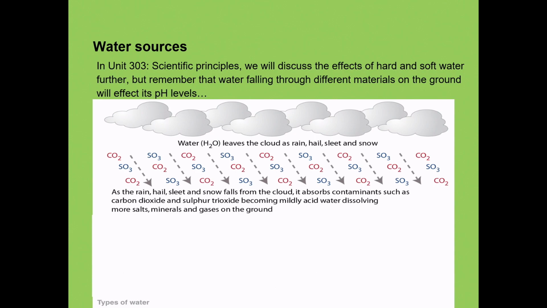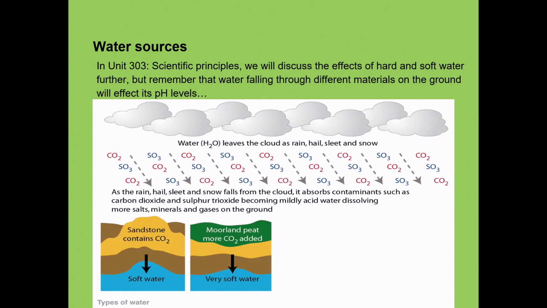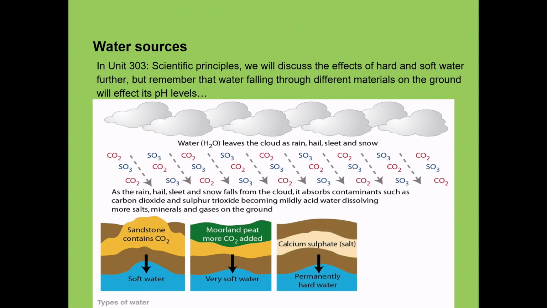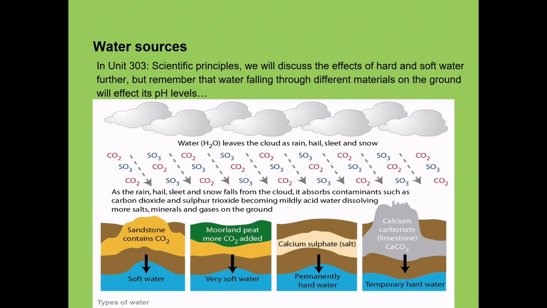Right, as I said before, in Unit 3.3, Scientific Principles, we've already discussed the effects of hard water and soft water further, but remember that water falls through different materials of the ground, which will affect its pH. So sandstone will produce soft water, moorland peat will produce very soft water. Now, the reason we have to know about these again is to make sure that we've got the right pipework for the right substance. So if they go through salts, they become permanently hard. And if they go through limestone, they will become temporarily hard.